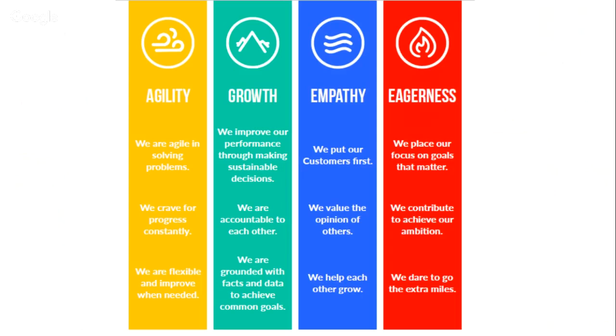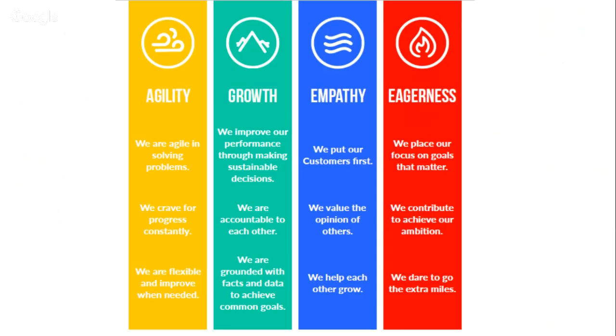And they are defined with three statements each. When it comes to agility: we are agile in solving problems, we crave progress constantly, we are flexible and improve when needed. When it comes to growth: we improve our performance through making sustainable decisions, we are accountable to each other, we are grounded with facts and data to achieve common goals. When it comes to empathy: we put our customers first, we value the opinion of others, we help each other grow. And when it comes to eagerness: we place our focus on goals that matter, we contribute to achieve our ambition, and we dare to go the extra mile.